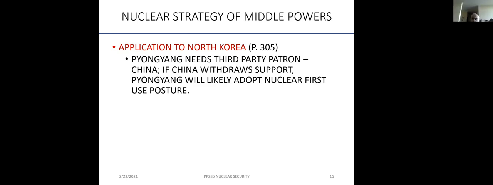Right, sure. I think the main judgment is that any first use of nuclear weapons against any state would almost certainly trigger a nuclear retaliation if the initial attack was against a nuclear middle power. So if Russia used nuclear weapons against France, France almost certainly would use nuclear weapons against Russia.